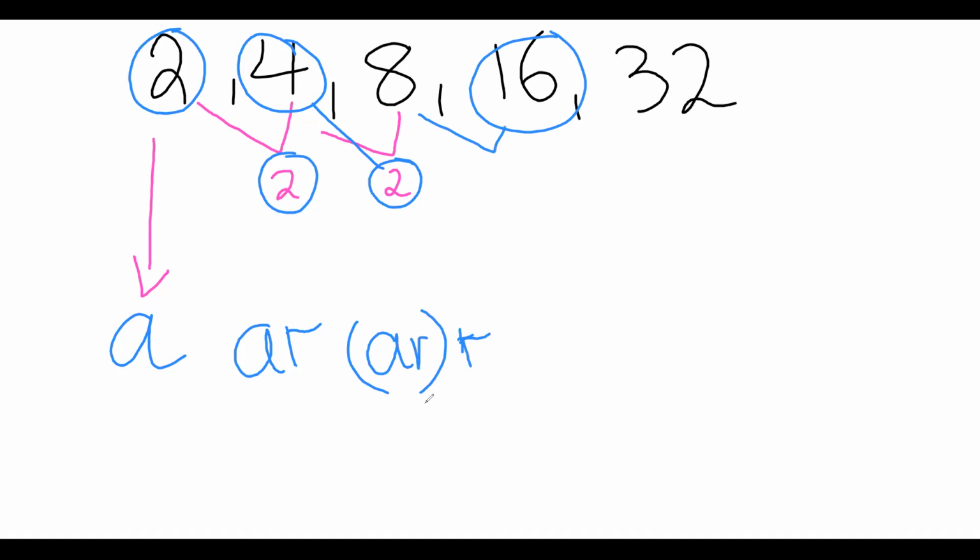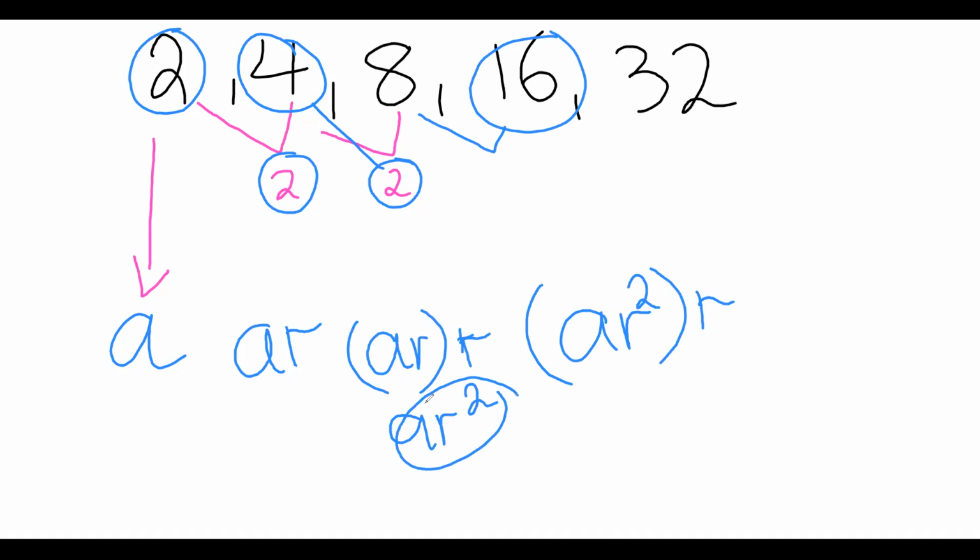And 16? You will multiply AR times R, which is AR squared. Then this 16 comes from AR squared multiplied by R, because 16 is 8 times 2. That means the previous one times R, which will be AR cubed. Is it clear? Yes.